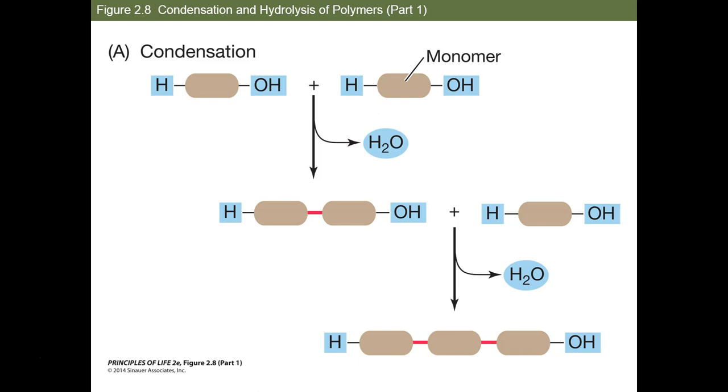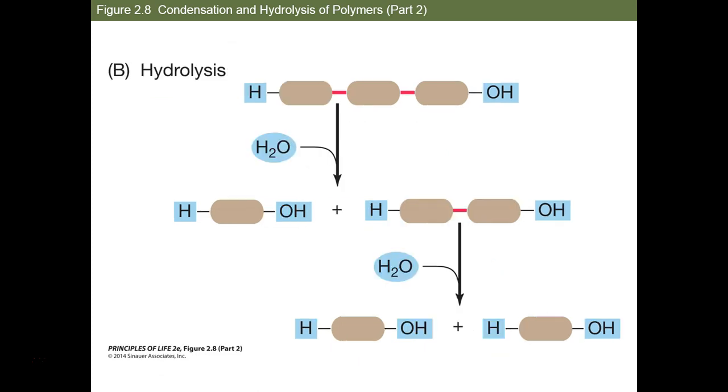Here's a general example of a condensation reaction. You have two generic monomers that have a hydrogen and an OH group, also referred to as a hydroxyl group. By removing these atoms, you remove a water molecule, which brings these two monomers together, as you can see on the bottom. And here is an example of a hydrolysis reaction. Again, you have a generic polymer at the top. With the addition of water, it will break it into its monomers.